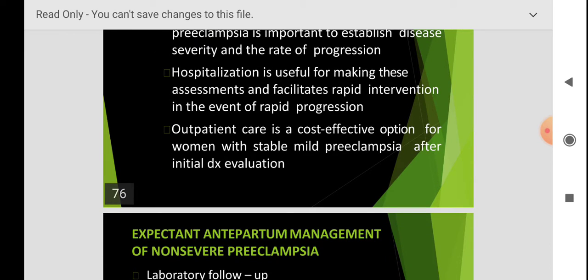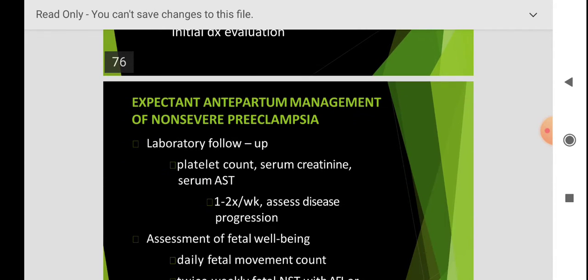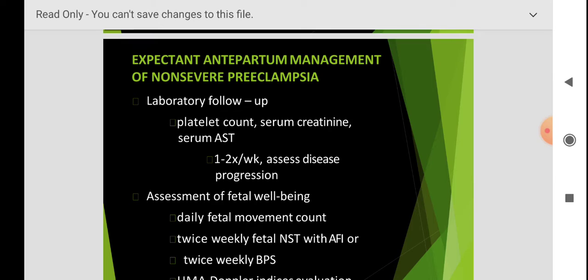So once you evaluate for the disease, for the severity, then you can divide her into outpatient and inpatient. If she has mild preeclampsia, you can manage her on an outpatient basis, calling her frequently. Or if you find that it is a little on the severe side, you can hospitalize and monitor, because once she progresses to the severe variety, there will be easy intervention once she is in the hospital.